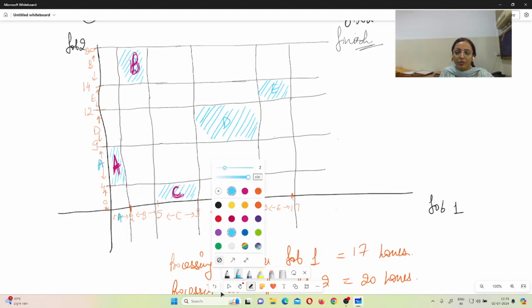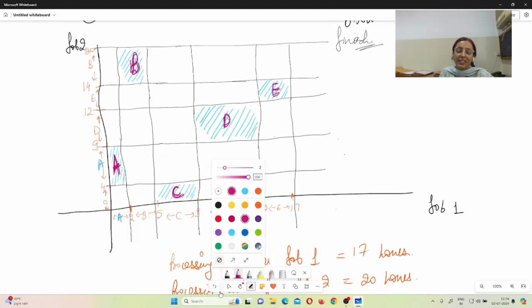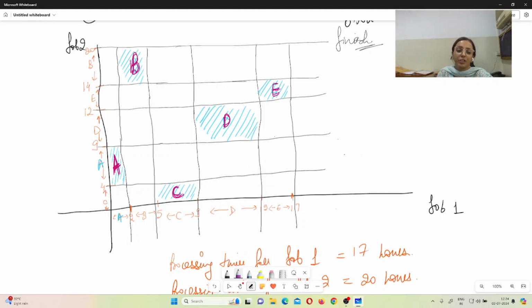Just change the color, write its name. You can use pen and paper properly to make it a proper highlight so that it will be easy for you to recall. Now, what we have to do in this scenario, we will try to use the lines. And the lines can be horizontal, vertical, and diagonal, but they cannot cut the shaded area. Remember, we can't cut the shaded area.